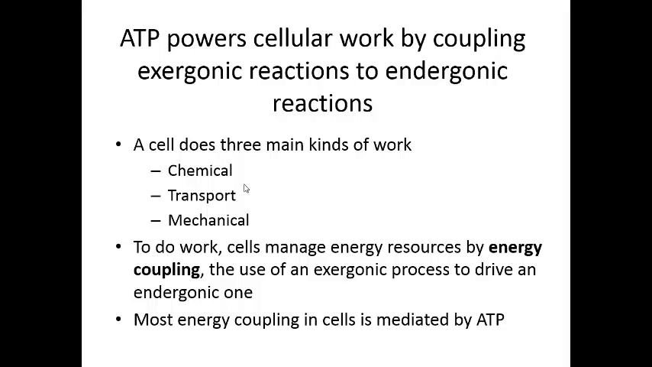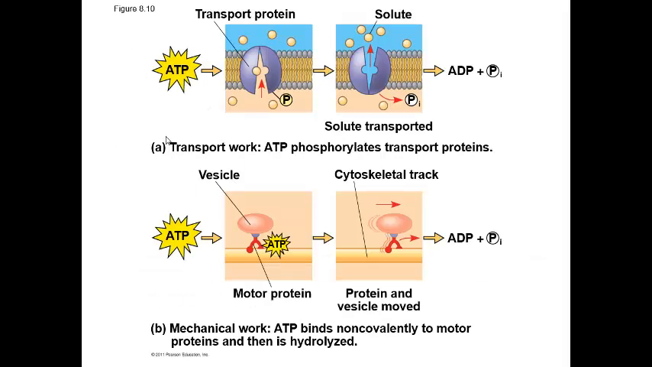Chemical work is going to be the formation of chemical bonds. Think about linking together amino acids to make a protein. This involves dehydration synthesis, and ATP is going to be the fuel source that drives that. The second type of work is transport work. In transport work, the energy in ATP is used to pump materials into or out of the cell.